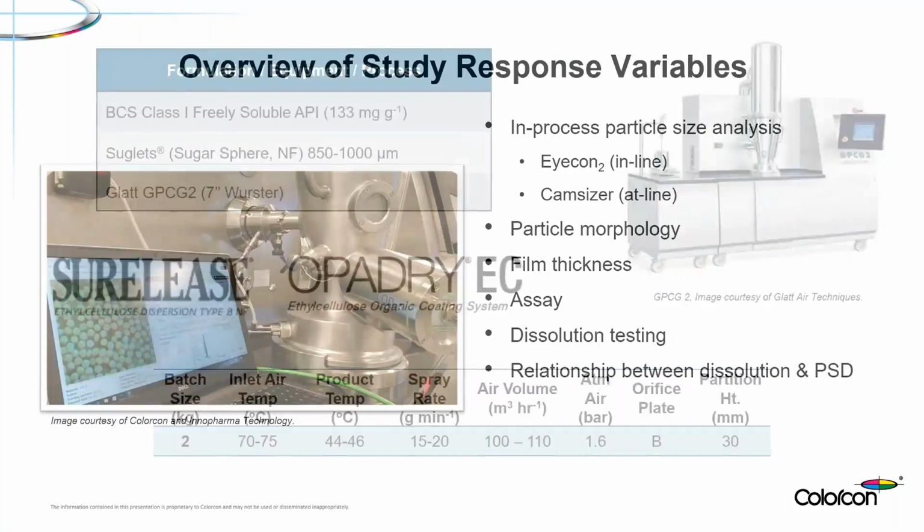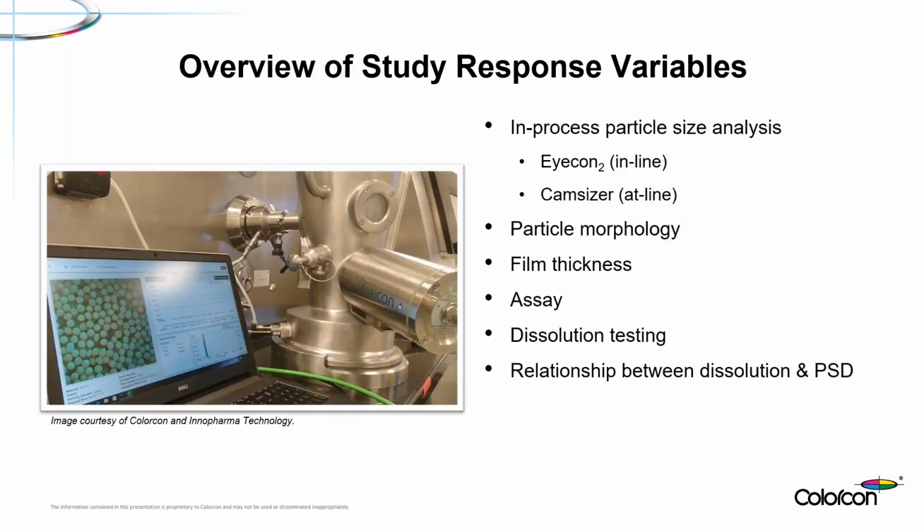Now, our study response variables included in-process particle size analysis by the Icon inline, and we also had at-line capabilities with a CamSizer. We also examined particle morphology, assay, and of course dissolution testing. And from the particle size data, we calculated film thickness and examined the relationship between film thickness and dissolution performance. As you can see in the picture to the left, we see the familiar Icon 2 collecting data on our Glatt fluid bed here at Colorcon during the case study.